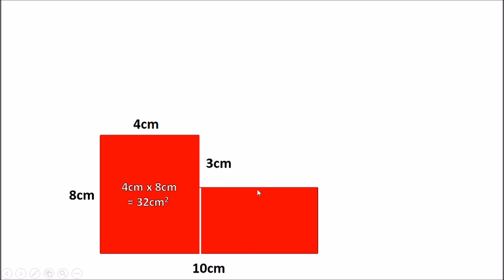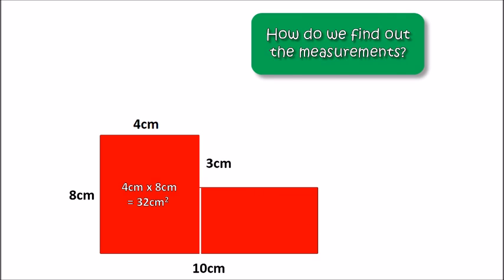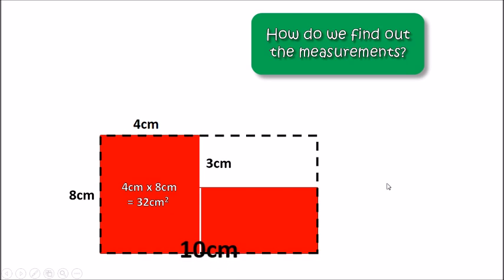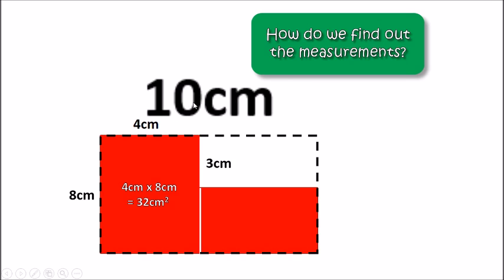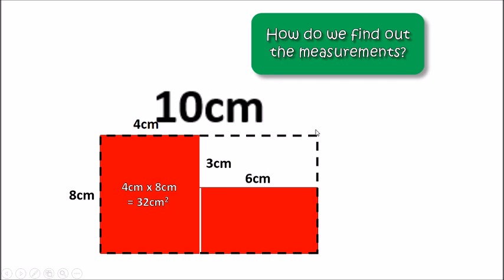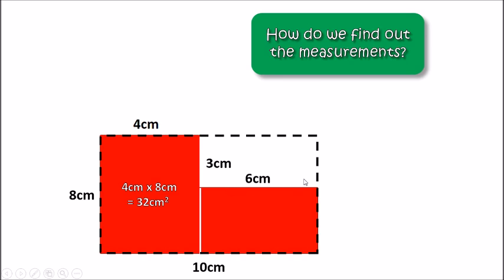However, this rectangle on the right, I need to do a little bit more work here because I don't know the two perpendicular dimensions yet. So how do we find these measurements? Well, if I imagine this to be one larger rectangle, I could see that this 10 centimeter length would fit perfectly along here, right? So if this length is 4, what would have to go in this gap? Well, this gap would be 6 centimeters, right? Which tells me that the horizontal length of that rectangle is 6 centimeters.